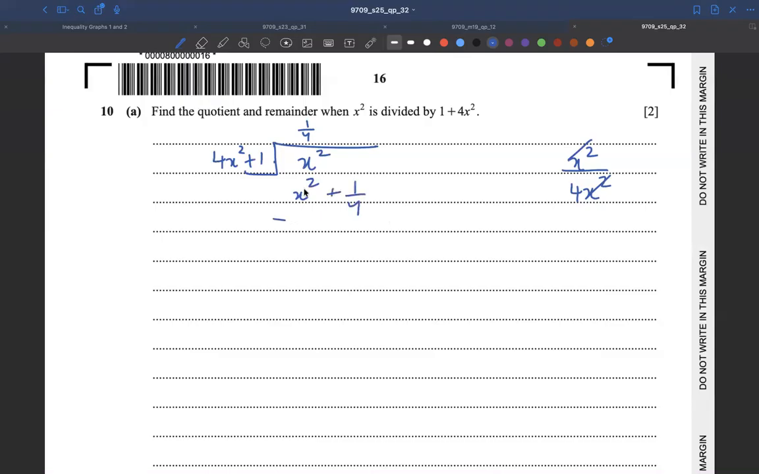We'll change the signs. So this will become plus, this will become minus, this will cancel. We'll get minus 1 upon 4, and we cannot divide it any further as there is no power of x, or that it is lower than the power of x over here. So the remainder would be equals to minus 1 upon 4, and the quotient would be equals to positive 1 upon 4.